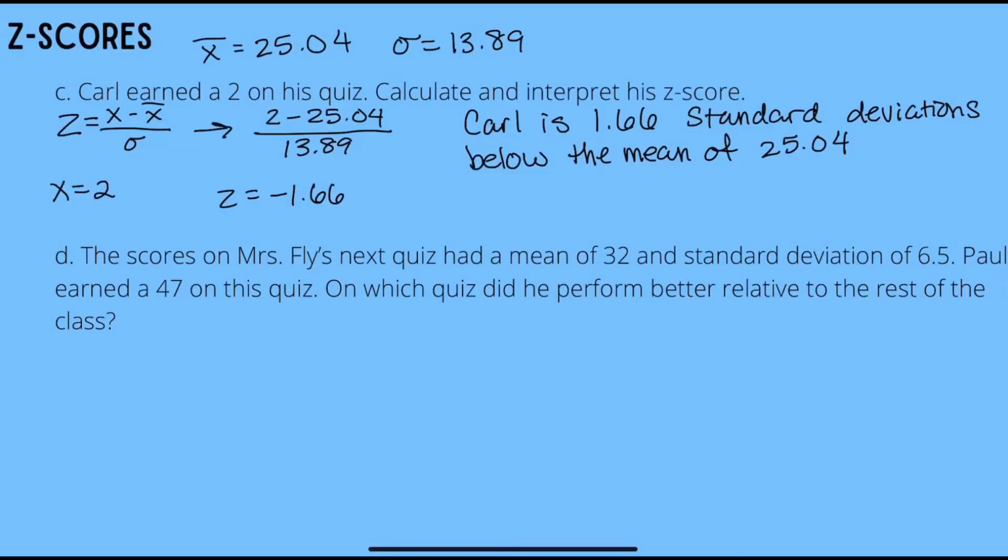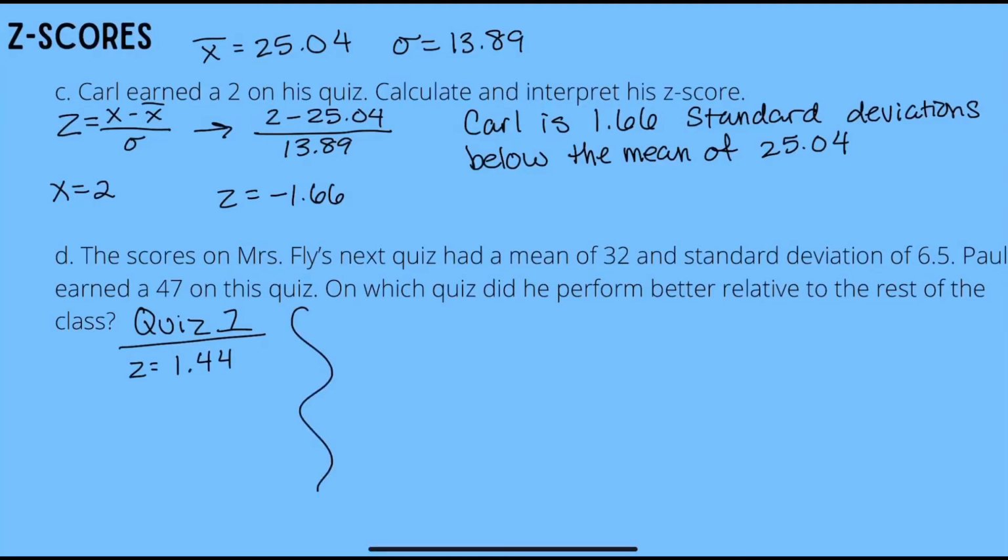And let's look at a more complicated example here. So the scores on Mrs. Fly's next quiz had a mean of 32 and a standard deviation of 6.5. So this is kind of going back to our first z-score that we calculated here. Paul earned a 47 on this quiz. So which quiz did he perform better relative to the rest of the class? So remember, on quiz 1, he had a z-score of 1.44.